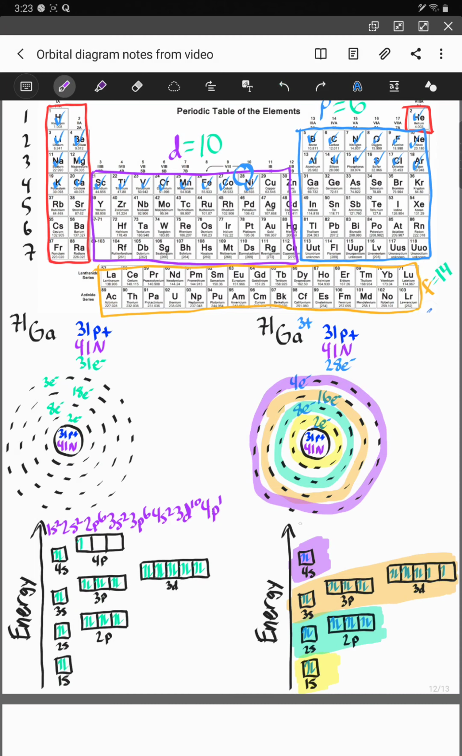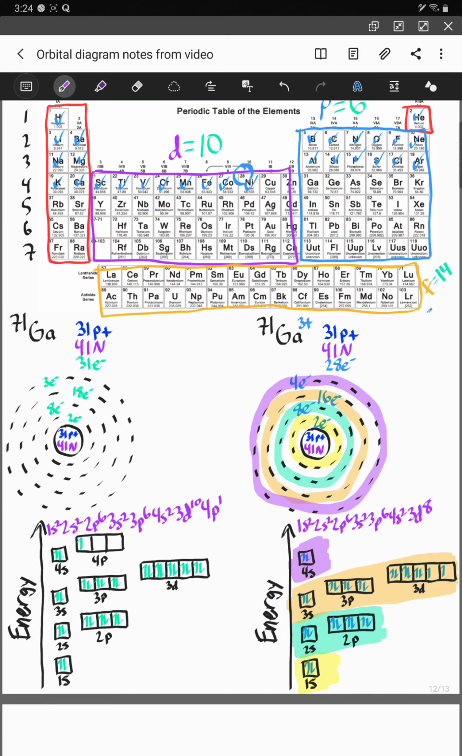So I will write this out for us. We have 1s2, 2s2, 2p6, 3s2, 3p6, 4s2, 3d, 1, 2, 3, 4, 5, 6, 7, 8. 8.